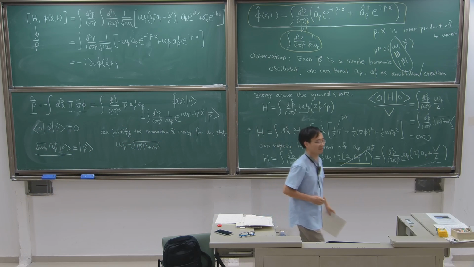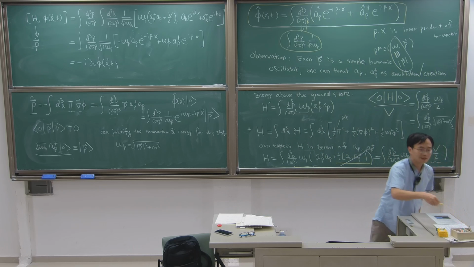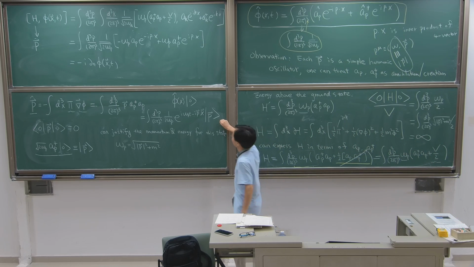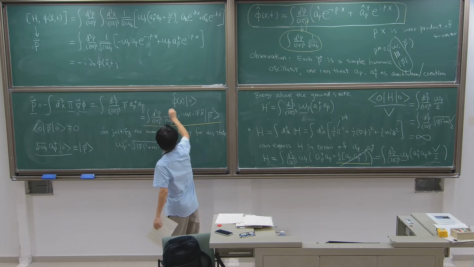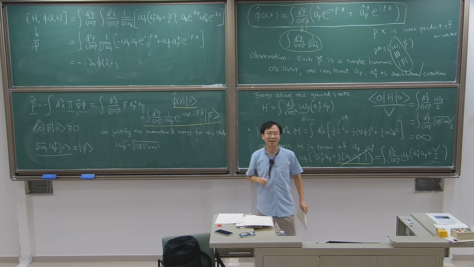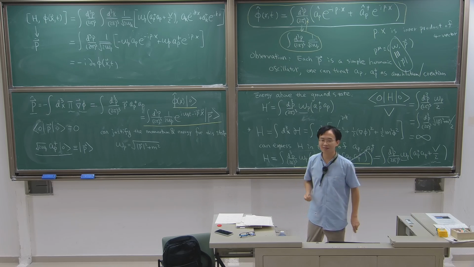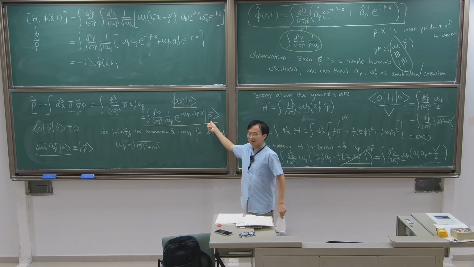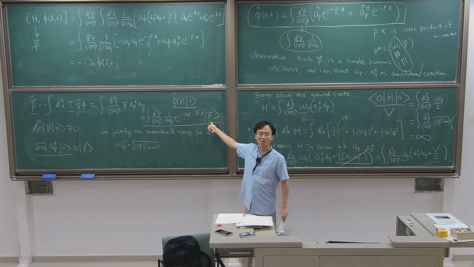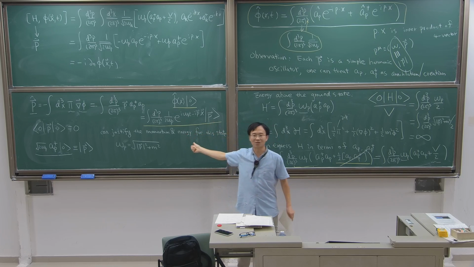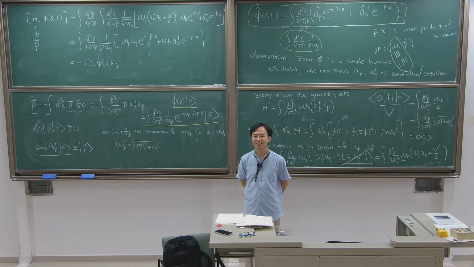So how do we understand this expression? This expression suggests that the particular state, acted on by some phi of x, is nothing but a bunch of different momentum single particle states put together. Is that clear? You put them together. So roughly speaking, this is some linear combination of different p. That's it.